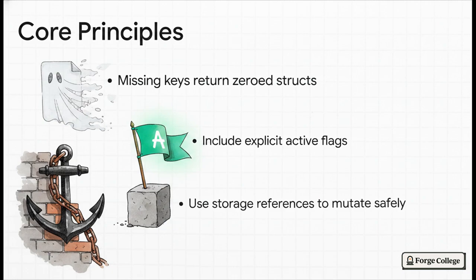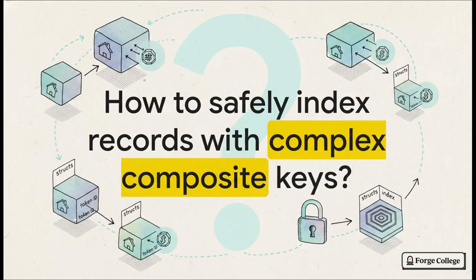Now, as we finish up here, I'm going to leave you with a final provocative question to ponder. We now know exactly how to map a simple numeric ID to a complex multi-field record. But how do we safely index these structured records with even more complex composite keys? Say mapping an address and a token ID together to find a specific struct. Well, that is exactly what we're going to tackle in our upcoming nested mappings and key hashing lesson.